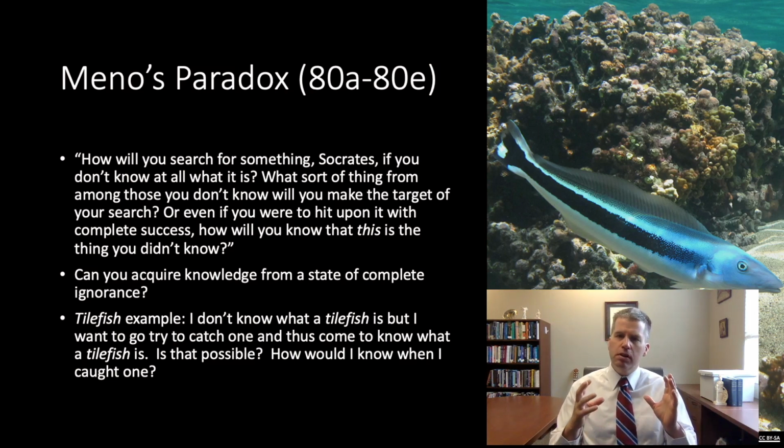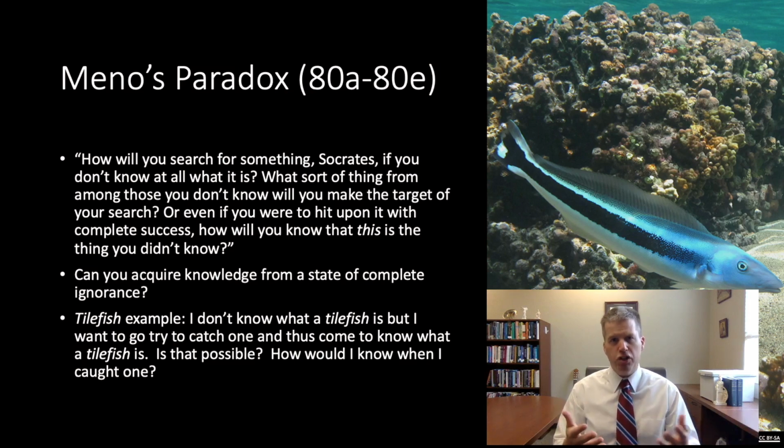So this is Meno's puzzlement. How can you search for something when you don't know anything about it? In the dialogue, they just reached this state of ignorance about arete, about virtue. Meno realizes that under Socratic questioning, he doesn't have any idea what arete is. Socrates affirms this. He says, well, Meno, I don't know. I have no idea what arete is. So the question here is, can you acquire knowledge from a state of complete ignorance?